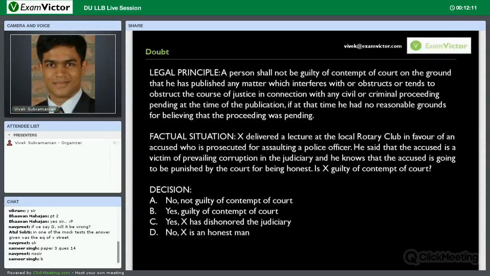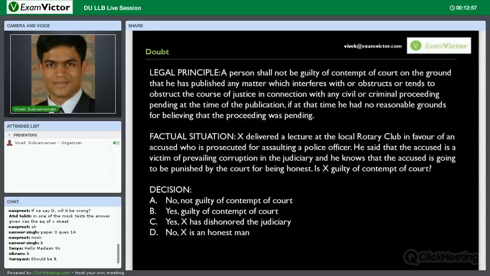So normally, if there is obstruction of or interference with justice, then it is contempt of court, but this is the exception. It says that it shall not be treated as contempt of court, and then we come to the condition: if at that time he had no reasonable grounds for believing that the proceeding was pending. So this is the important line. At that time means at the time of the publication. So this is the principle.